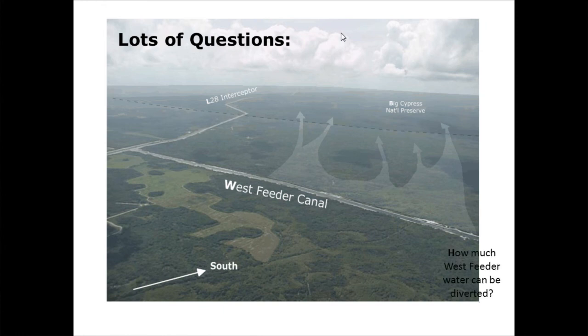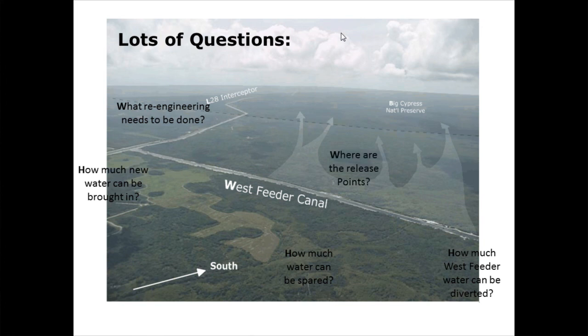How much water can be diverted from the West Feeder? That's our next question. How much new water, if needed, could be brought in? That's another question. How much water could the Seminole tribe spare from their developmental uses of the water to send it south to the natural areas? And what re-engineering would have to be done, including thinking about where those release points would be.